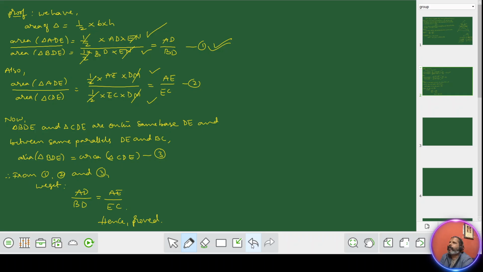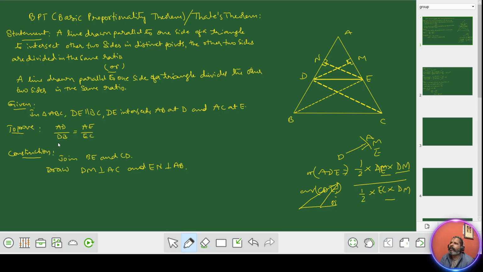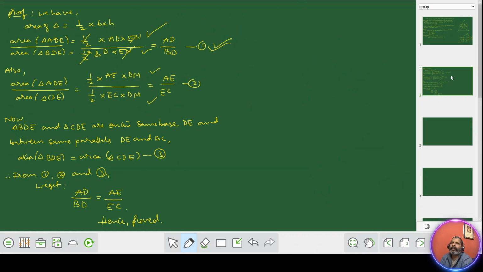Now from 1 and 2, if you check out the proof part, we have already arrived at that point. AD by DB equal to AE by EC. Check out. AD by DB or BD both are same. AE by EC both are already available.